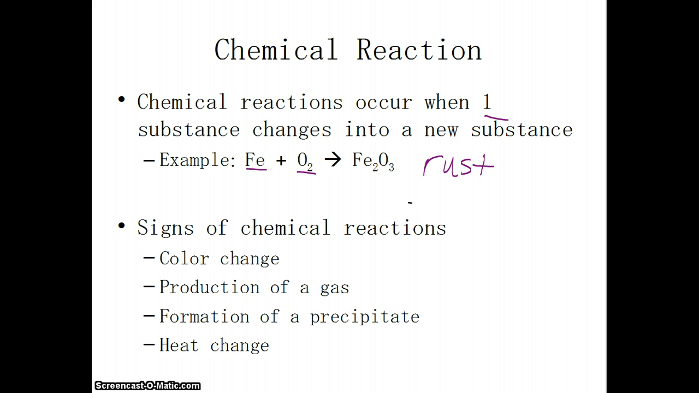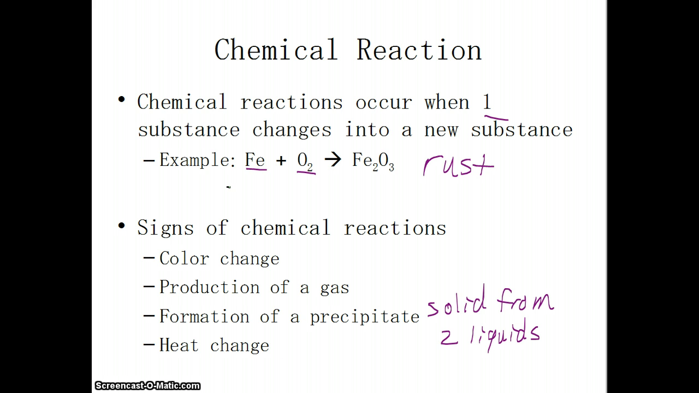Now there are certain signs of a chemical reaction. We have a color change, production of a gas, formation of a precipitate. That's one everybody always forgets. Precipitate is a solid from two liquids. That's what a precipitate is. A solid from two liquids. And then finally we have a change in heat. So if something warms up or cools down, that's a sign of a chemical change.